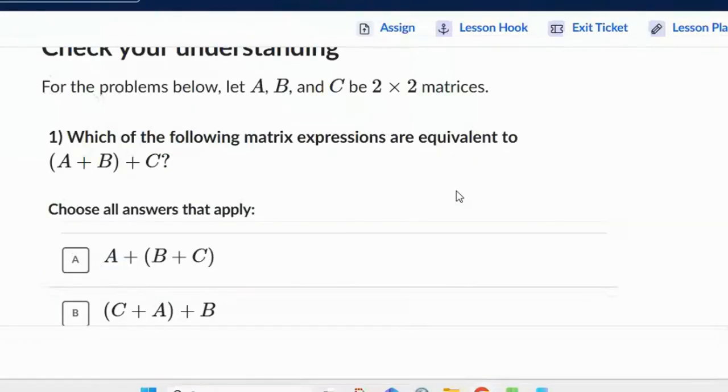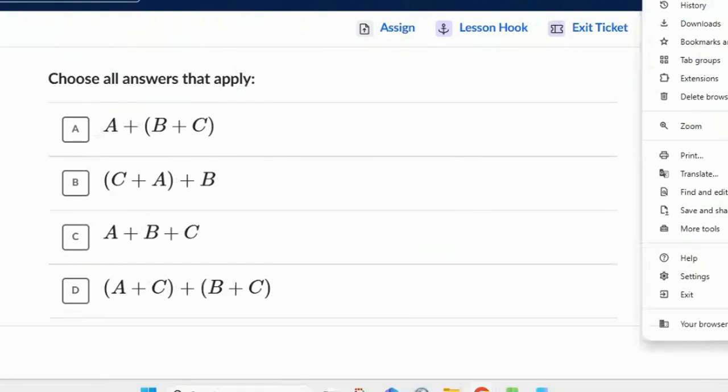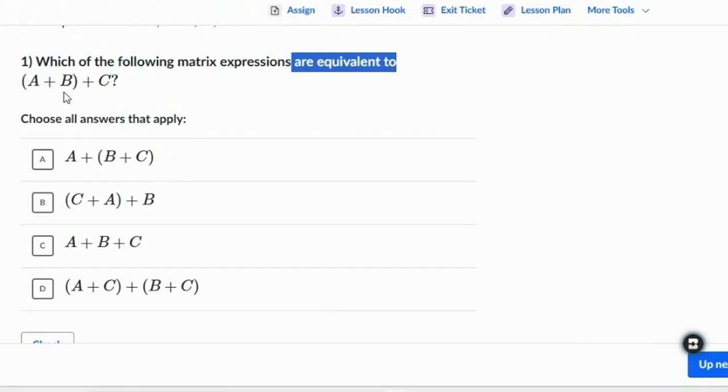Okay, check your understanding. For the following problems, let A, B, and C all be 2 by 2 matrices. Okay, that's important. Since they're all 2 by 2, we can do addition. So here, I'm going to look at the chat for this. Which of the following are equivalent to A plus B plus C?